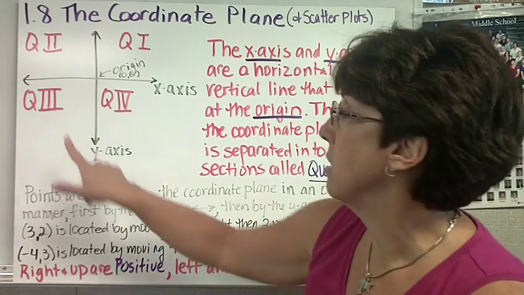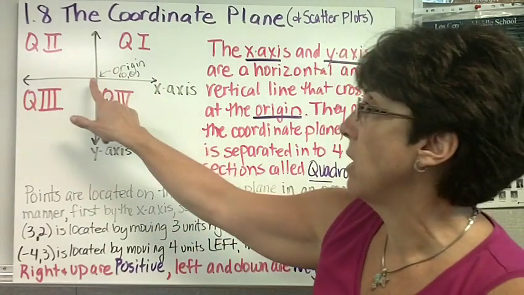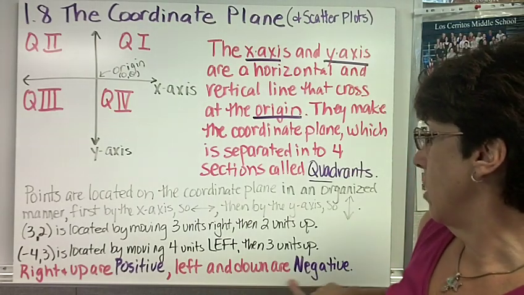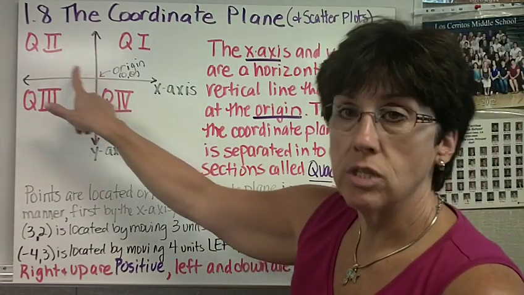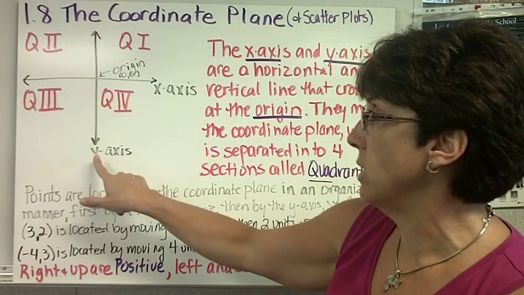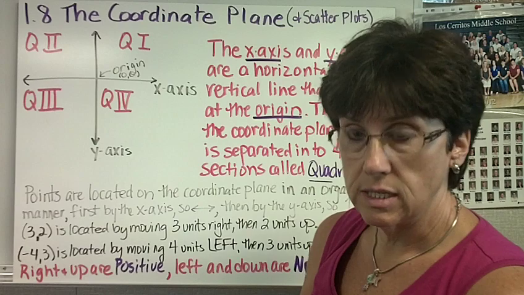If you think about that on the number line, going to the right would be positive, or going up would be positive. Left and down are negative. Going to the left on a number line from 0 is negative, and going down is negative.